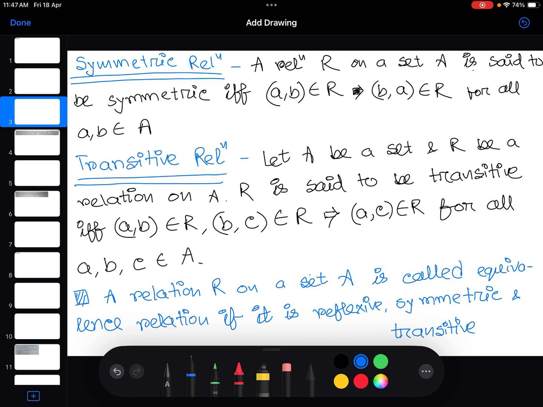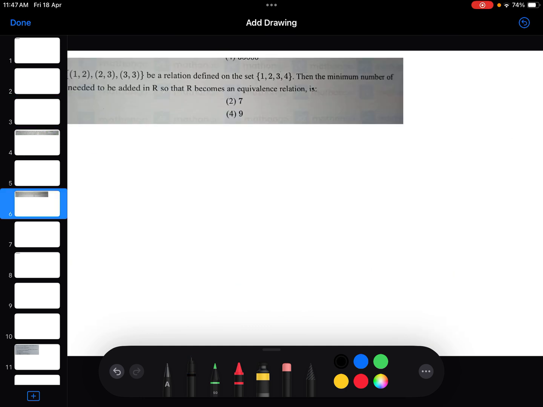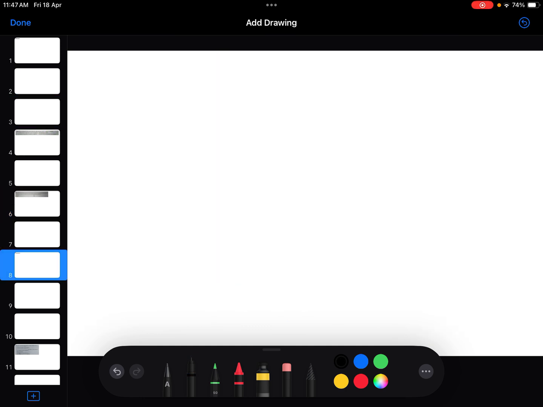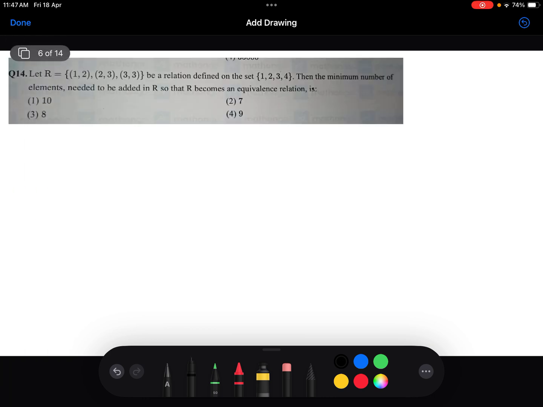Now to explain all of this, let us do a question. By a question we can understand what I am trying to say. Okay, so let's do a question. This is a very good question. This question has arrived in JEE 2025.